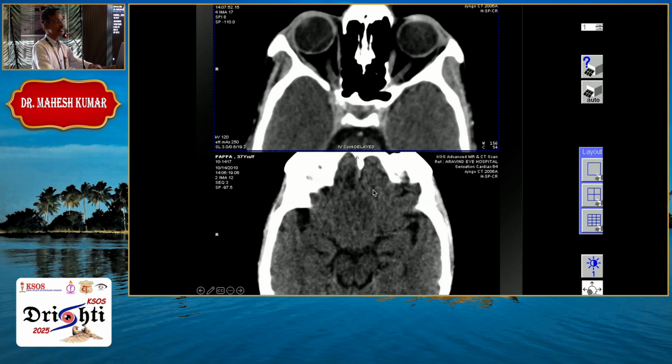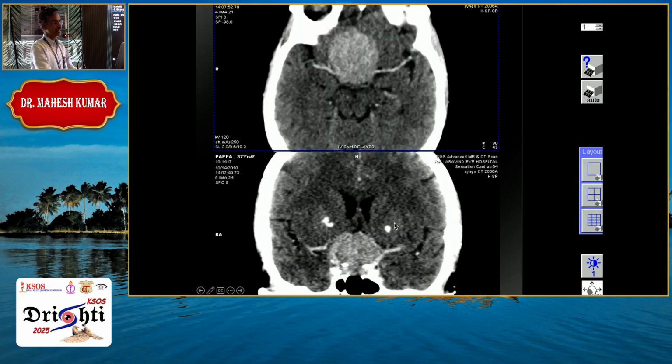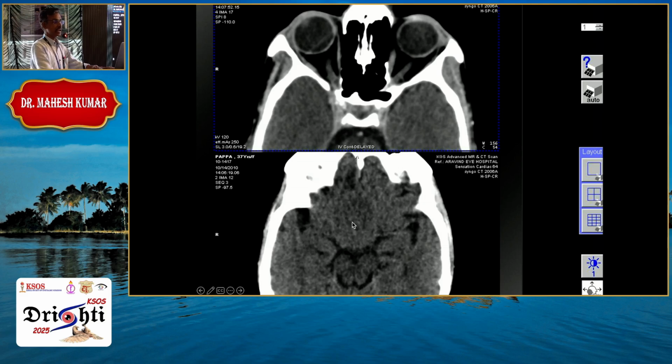And now this is a CT plain study, and you see that this is a suprasellar cistern. It appears to be normal, but the cistern is filled because there is something else going on here. You see, this is a bright contrast enhancing tumor, a meningioma. This is isodense. Iso means it is similar to the surrounding brain tissue.